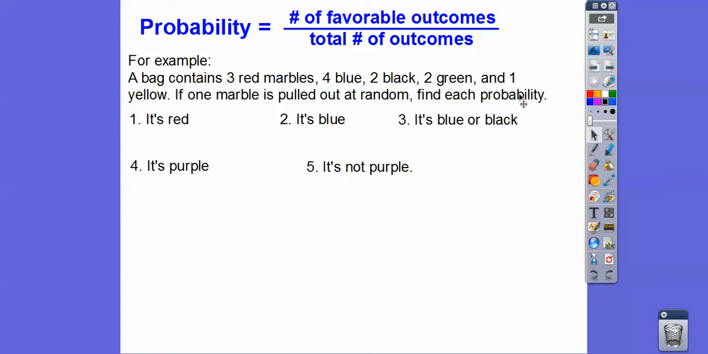What's the probability at random if we pull a red one out? It would be 3 twelfths, which reduces to 1/4. What's the probability we pull a blue one out? That would be the 4 blues, so 4 twelfths, which is 1/3. Blue or black? Well, there's 4 blue and 2 black, so we add 4 plus 2 is 6, 6 twelfths, which is 1/2. How many of them in there are purple? 0, so 0 twelfths is just 0. How many in there are not purple? All of them, so 12 twelfths, which is 1.